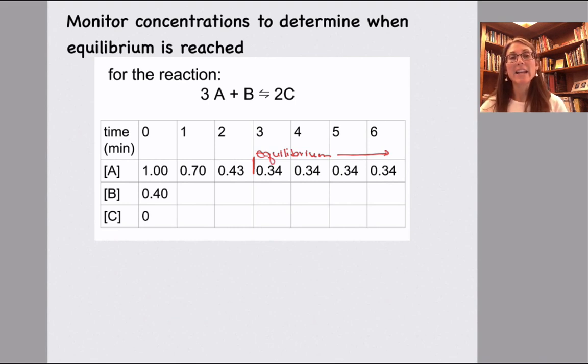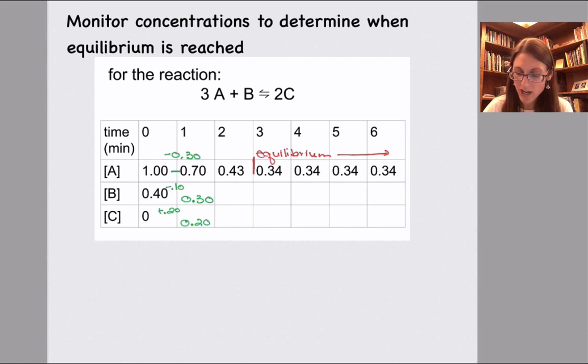We can look at any of the chemical concentrations and you will find that all of their concentrations stop changing at the same time. So let's complete this table. Between 0 and 1 minute, A changes by negative 0.30. So B's change will be 1/3 as much, so I'm going to have minus 0.1. That means after 1 minute, I'll have 0.30 molar in B. And then for C, it has a coefficient of 2, and so the change will be plus 0.2. And so after 1 minute, I'll have 0.2.